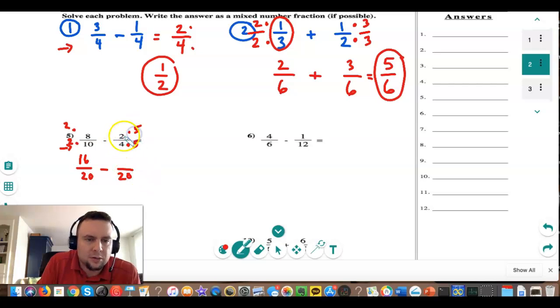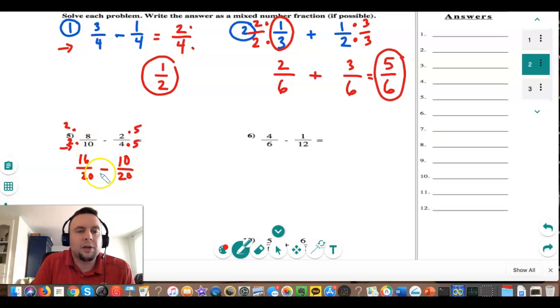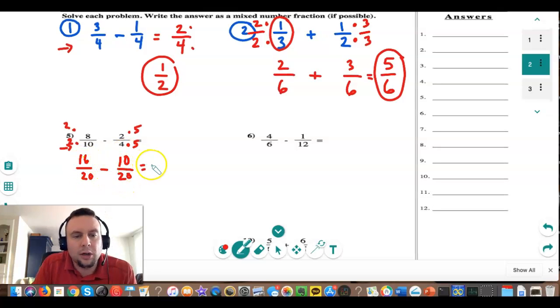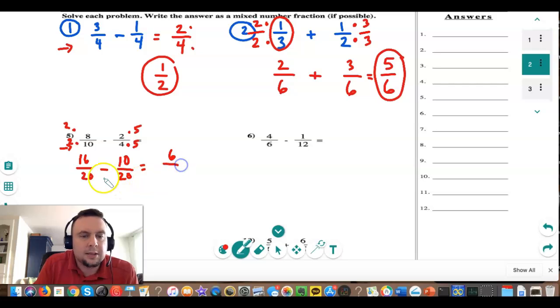Multiply the top by 5, so 2 times 5. There's your 10. So what we have now is equivalent fractions. 8/10 is the same as 16/20. 2/4 is the same as 10/20. Now we can subtract. 16/20 minus 10/20. All you do is subtract the numerators, and it becomes 6 out of 20.